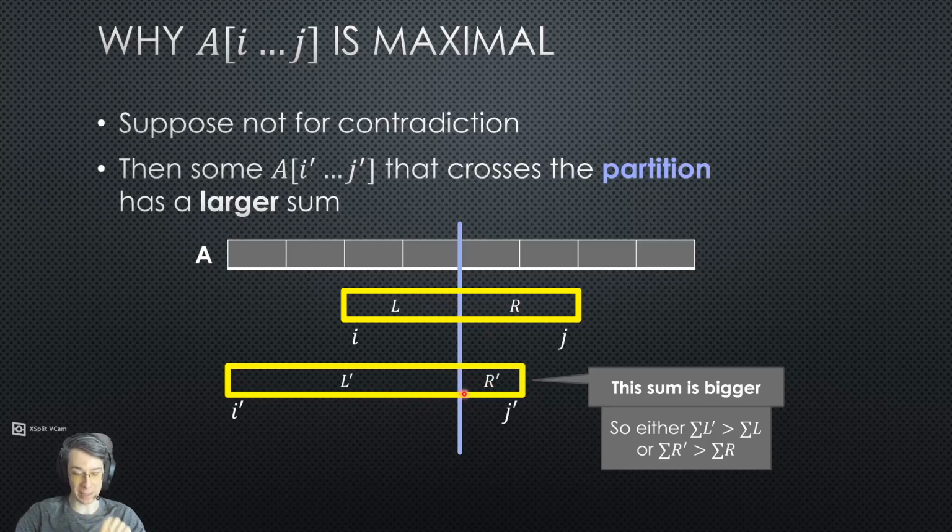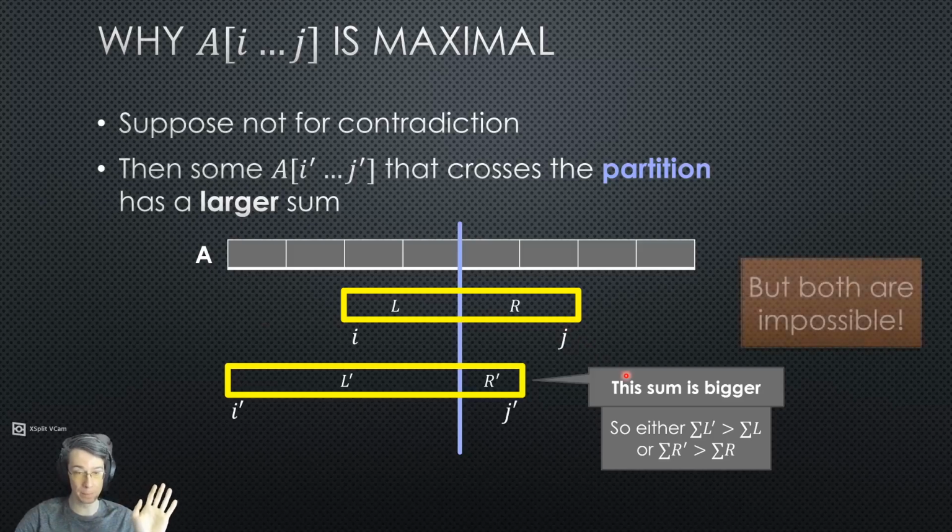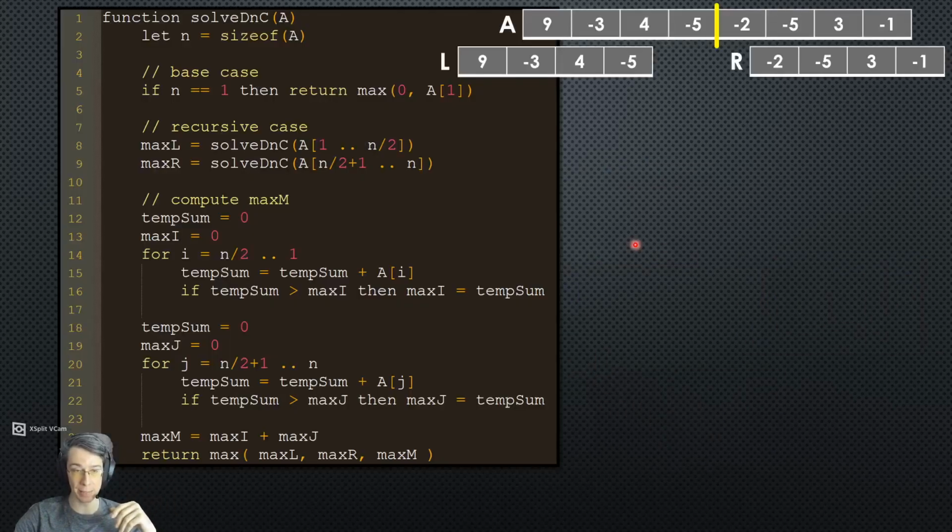The fact that this sum is bigger means either the left half has to be bigger than this left half, or this right half has to be bigger than this right half. But that's impossible because we just said that we're picking i such that L is the biggest sum you can get on the left, and j yields the biggest sum that you can get on the right. So this is impossible. This means we've obtained our contradiction, and A of i to j must be maximal.